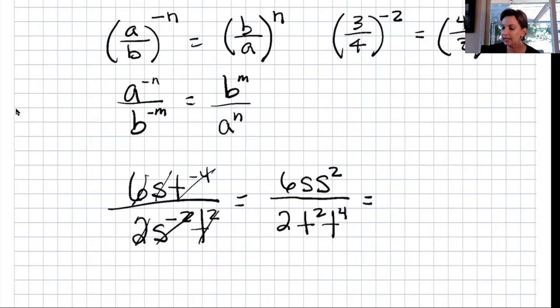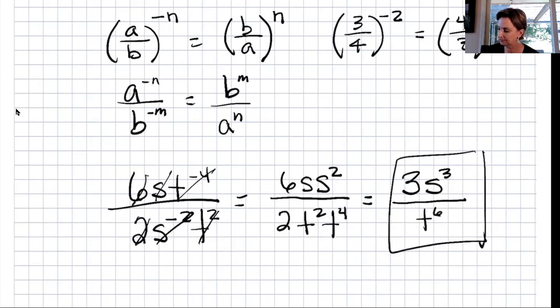Now I'm going to simplify. For instance, 6 divided by 2 is a 3. On the top, I have an s to the 1st power and an s squared, so I can combine those to make it s cubed. And then on the bottom, I have a t squared and a t to the 4th, so I can combine those and make it t to the 6th. And I'm done.